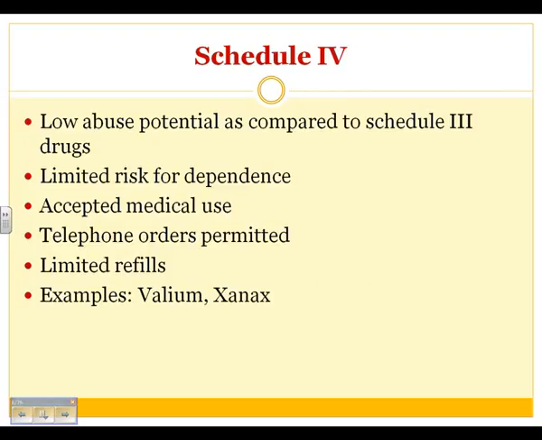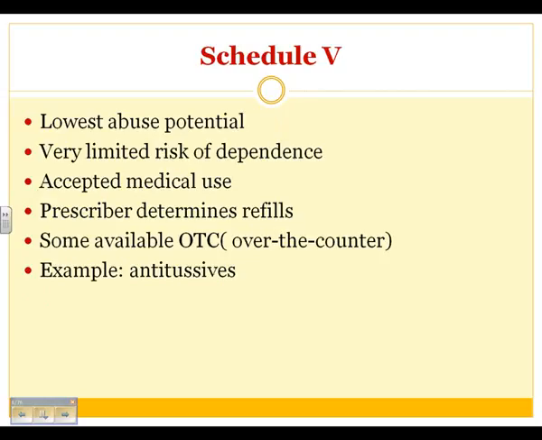And then your Schedule 5, of course, are going to have the lowest abuse potential, lowest risk for dependency. The prescriber can determine how many refills they're going to give that particular patient, and a lot of these are actually going to fall into over-the-counter drugs, like your cough medicines and that sort of thing. Antitussives? What does that mean? Anti-cough.